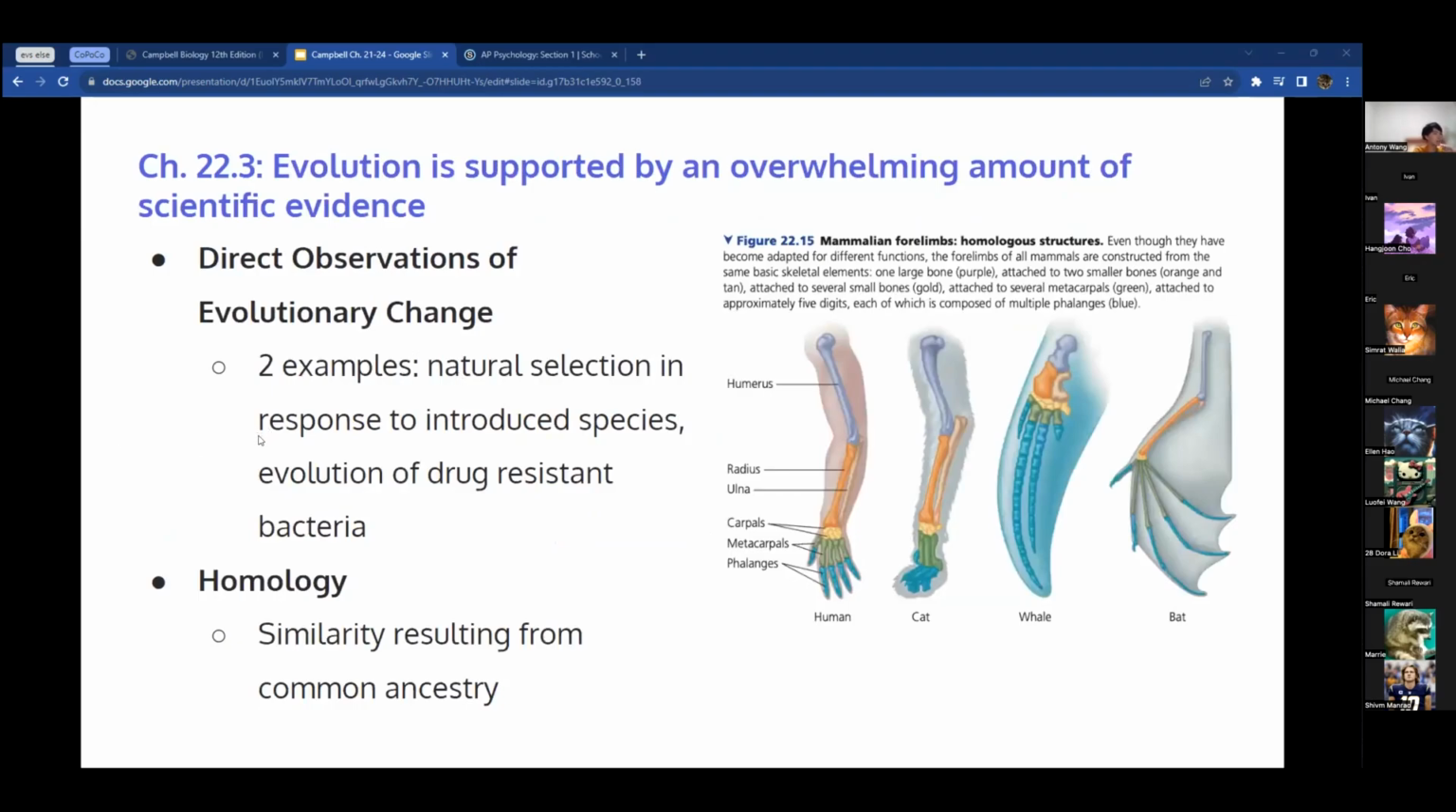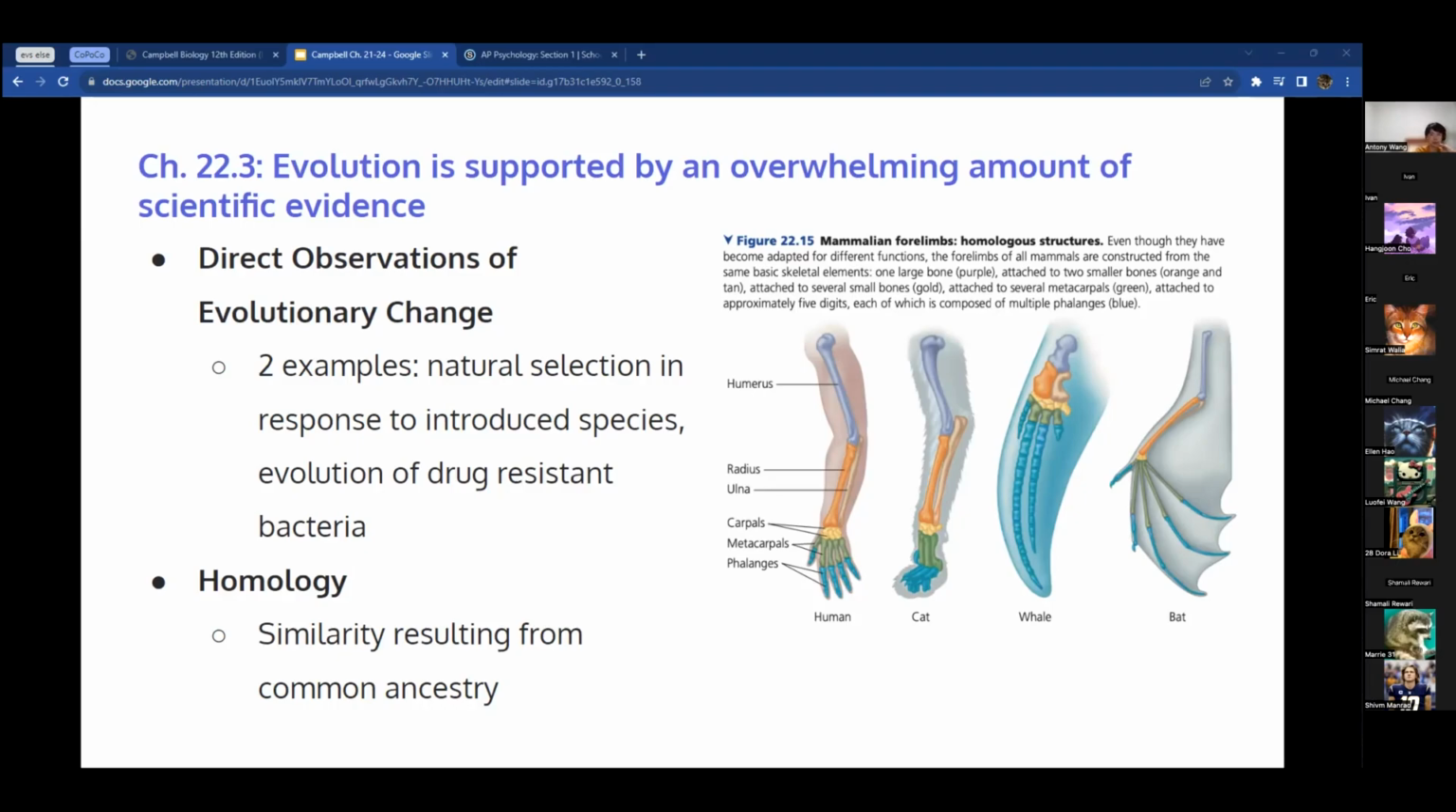Here's one evidence of Darwin's theory of evolution, which is homology: similarity resulting from common ancestry. If you look to the right, there's a diagram of different forelimbs in very different animals: cetacean, cat, human, and a bat. Although these animals are morphologically very different, if you look at their skeletal structure, you can see very distinct common features.